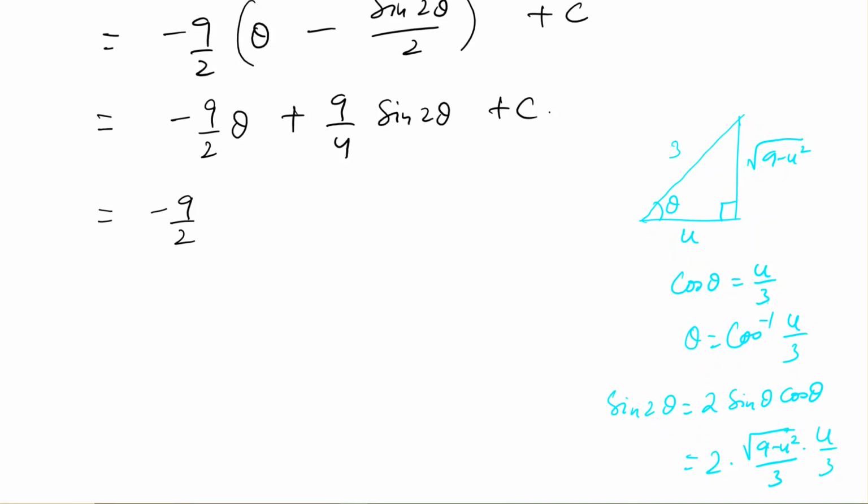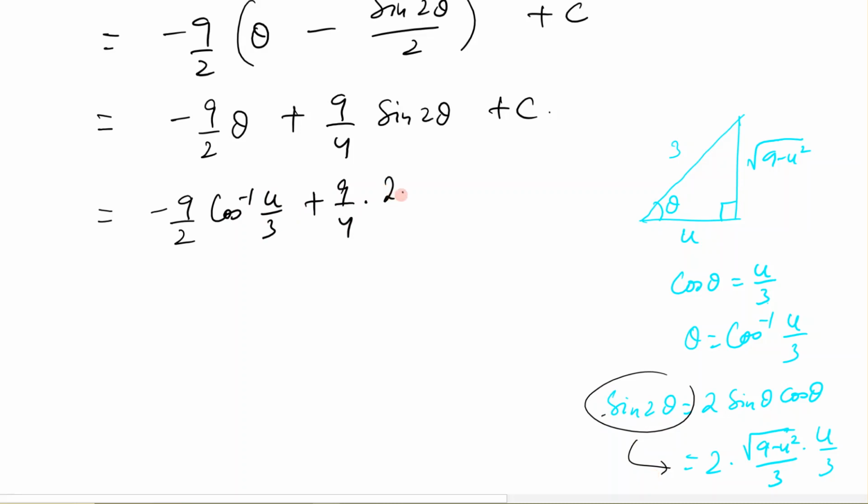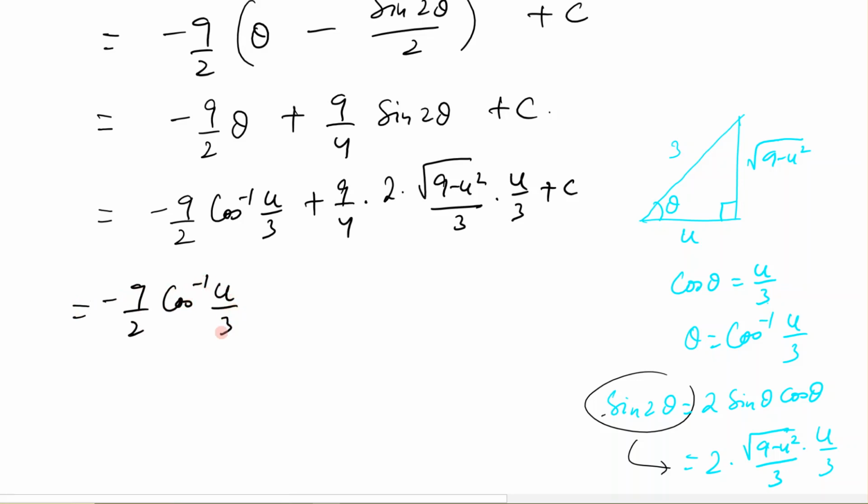So using the values here, theta is cosine inverse u over 3, and we have 9 over 4, and in place of sine 2 theta we write this value, so we get 2 times square root of 9 minus u square over 3, u over 3 plus c. And we see that we get negative 9 over 2 cosine inverse u over 3, and here 3 times 3, so 9 is cancelled, and then we get 2 here, so we get plus 1 over 2 u times square root of 9 minus u square plus c.